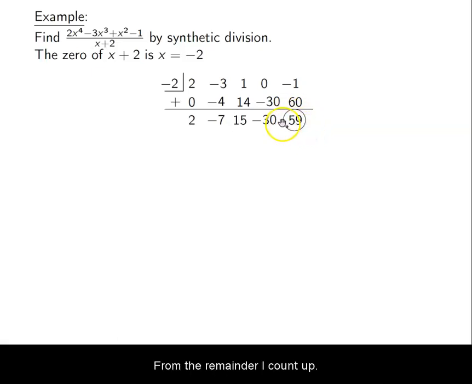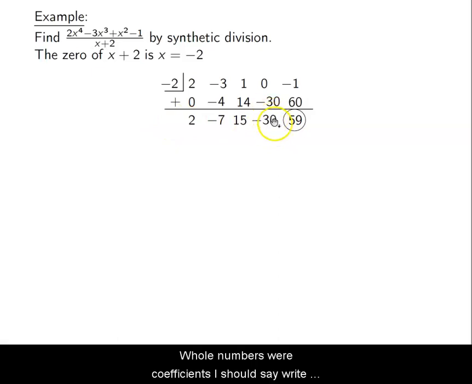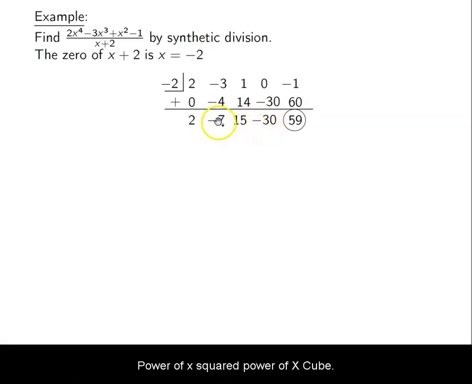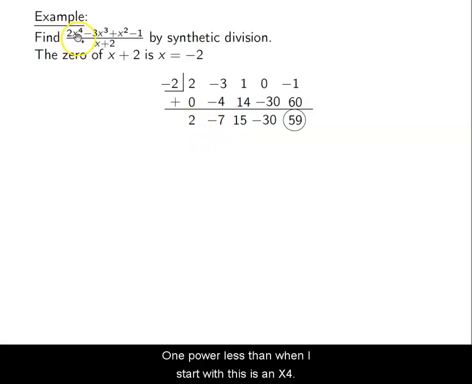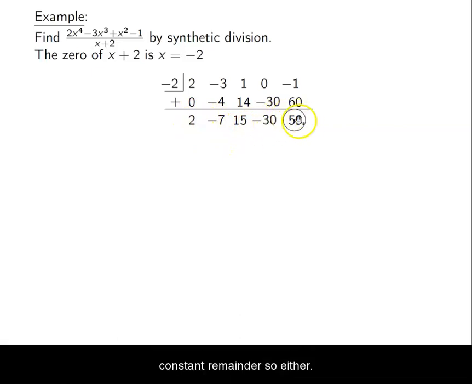From the remainder, I count up the whole numbers, or coefficients I should say. This is the real number, my constant term, power of x squared, power of x cubed. I should end with 1 power less than what I started with. If this is an x to the fourth, I'm dividing by a first degree polynomial, so my result will be a cubic function. So this will be cube, square, x, constant, remainder.